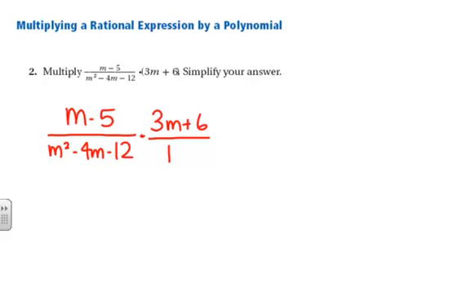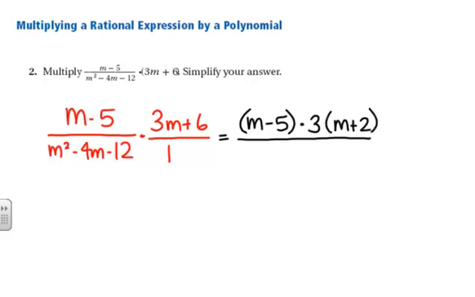So I'm going to simplify some things as I go. M minus 5 can't be factored, so I'm just going to leave it. But to remind myself that that's one term, I'm going to put it in parentheses. And then also on the top, I have this 3m plus 6. Both of those things have a 3 in common, so I can factor that out, and I'm left with m plus 2.